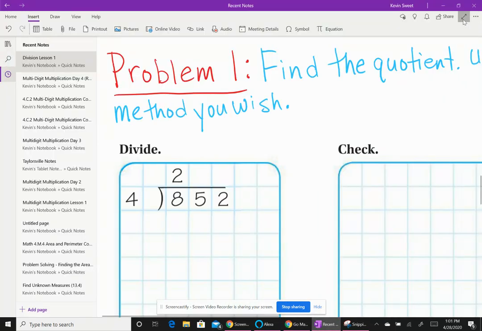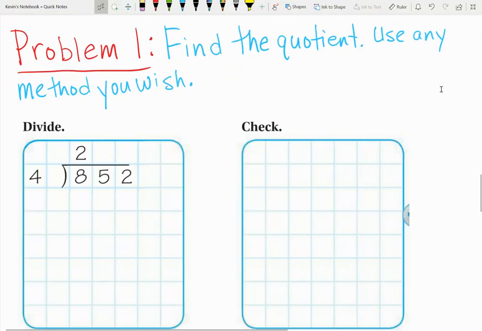Okay, welcome back, 4th grade. This is going to be your time to show what you know. Problem number 1, find the quotient, which is the answer to a division problem. Use any method you wish, meaning you could do regrouping, or you could do partial quotients.